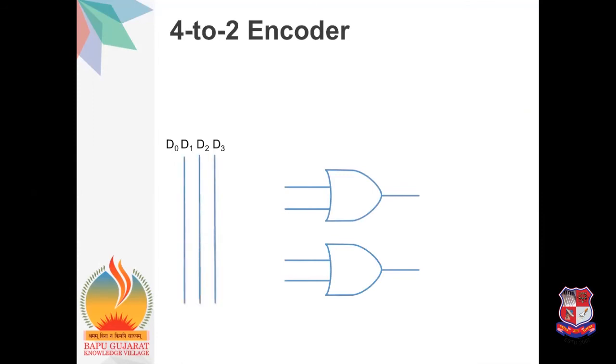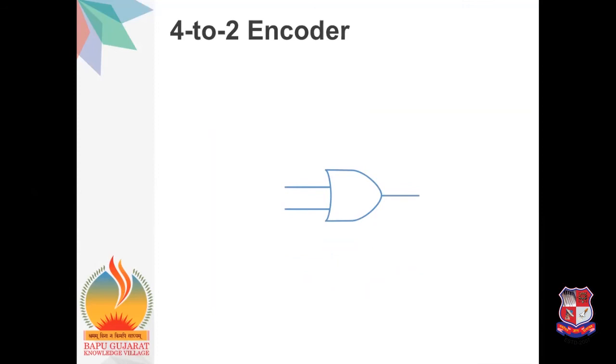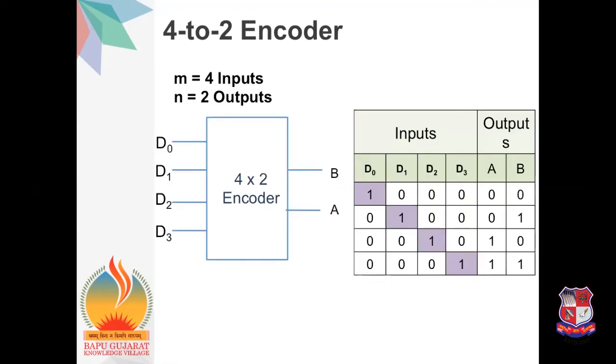So it requires the 2 OR gate. Here the value for the logic expression for the A output is D2 and D3. This is based on the function table. Here if you see the function table of the 4 to 2 encoder, in the output A only 2 times 1s occur. The first one occurs whenever D2 is activated and the second one occurs whenever D3 is activated. So we can easily say that the logic expression for A is D2 or D3.